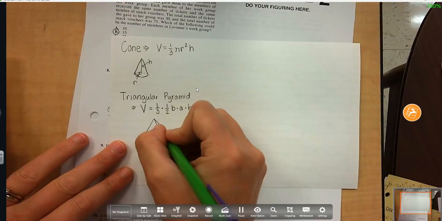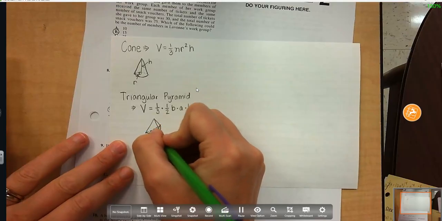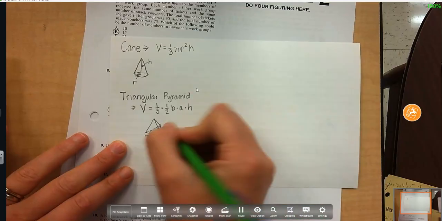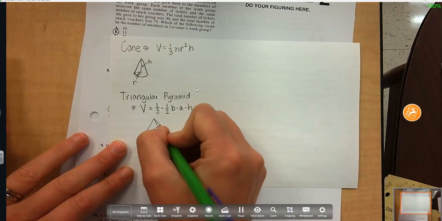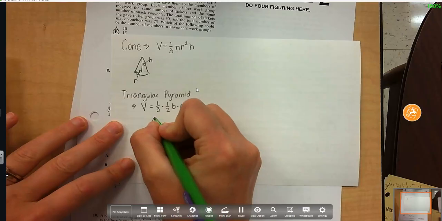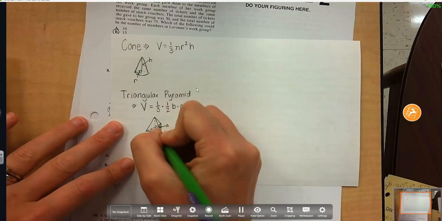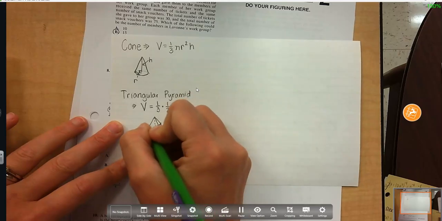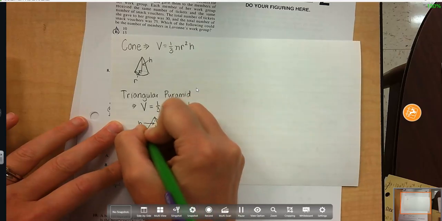And then the altitude of that triangle would have to be perpendicular there. So this would be altitude. And then the height of the pyramid is the height down through the middle of the pyramid, not one of the slanted sides. So I'm going to try to draw that like this. That is your height.